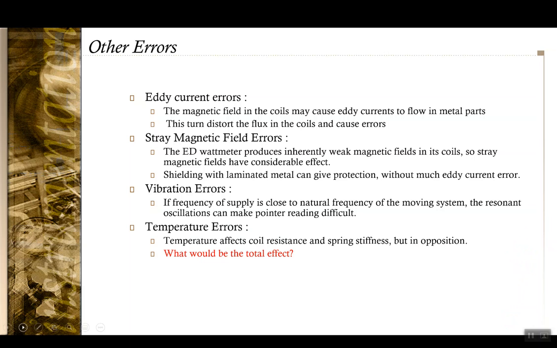Okay, and finally you also have the temperature effects. Now if the temperature increases, this will cause the pressure coil resistance to also increase, and it will also cause the spring to weaken. So what you have here is the reading. Let's look at this in this manner. The pressure coil resistance increases, so the V by R value has decreased. So for the same V, you get lesser I.